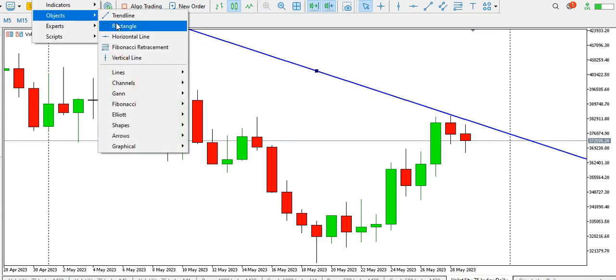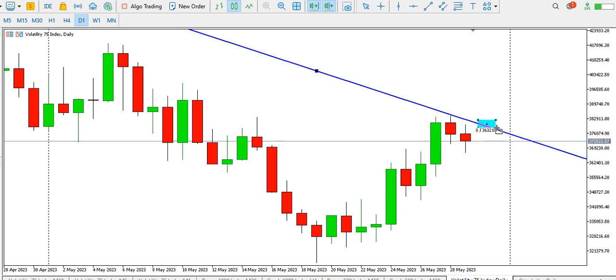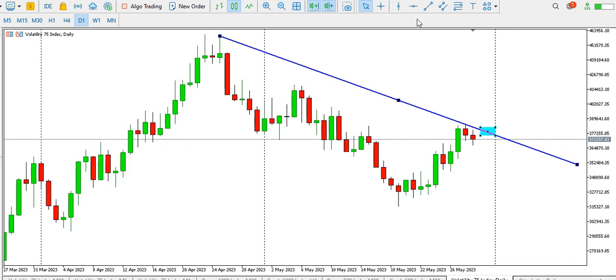All right, so I'll be expecting price to break this particular descending trend line. If we have a break of this trend line, we might see a retest of that particular trend line before price continues its upward movement.